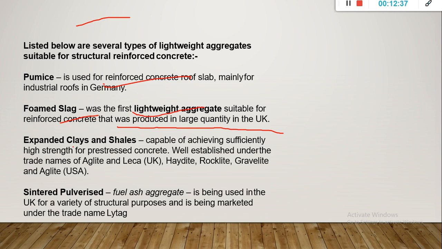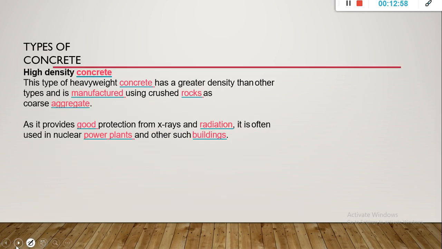in the UK. Then expanded clays and shales, these are also capable of achieving sufficiently high strength for pre-stressed concrete, well established under the trade names Aglite, Leca, Rockite and Gravelite in the USA. Sintered pulverized fuel ash, these are not that important. But these are some properties of lightweight concrete.